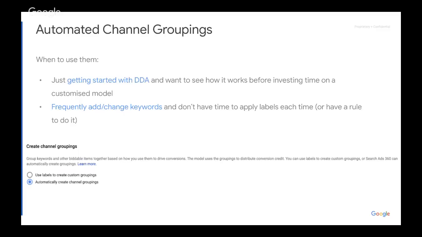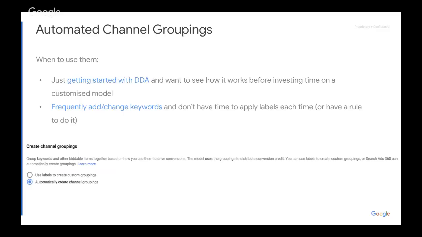Quick question on this point. Advertisers often create new campaigns, right? New biddable items that they add to the advertiser. If you create this, would they be automatically included into the DDA? Okay, so that's a good question. It differs for each of the options.